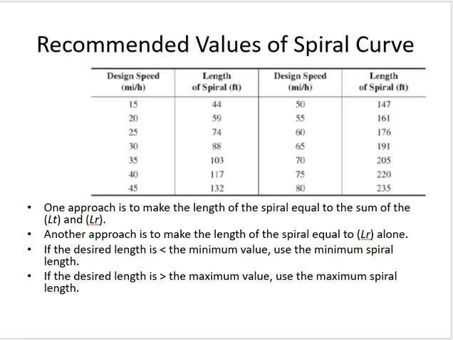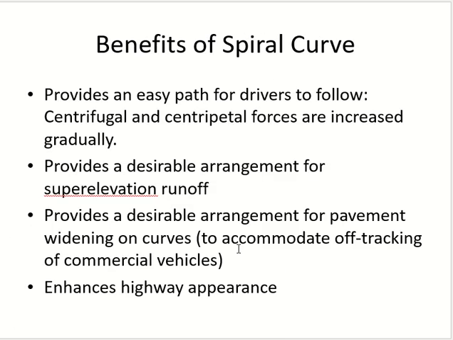Now, which one will I take? First of all, I look at my table. My speed is 60, so my length can be 176. This is one option. The other option is that the length can be equal to LR only, or it can be equal to LR plus LT from super elevation. So I will see what my LR is now.